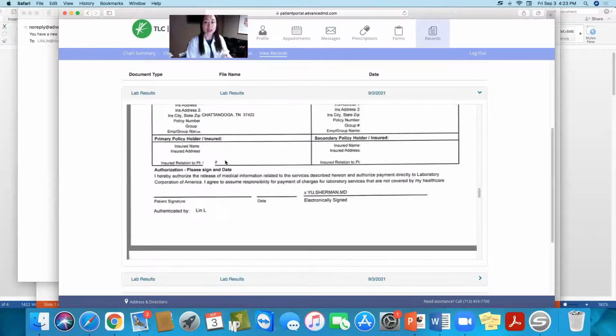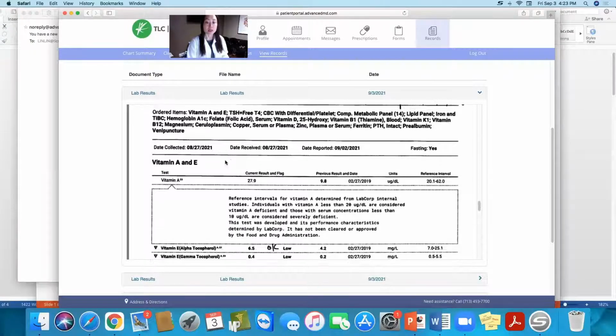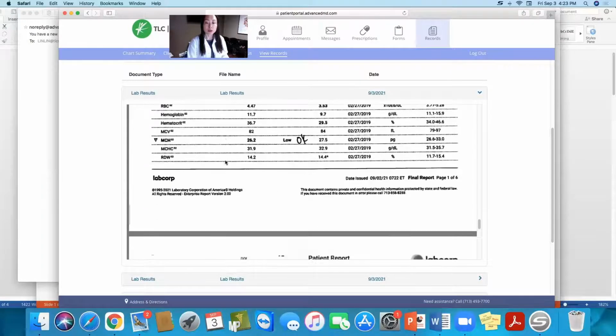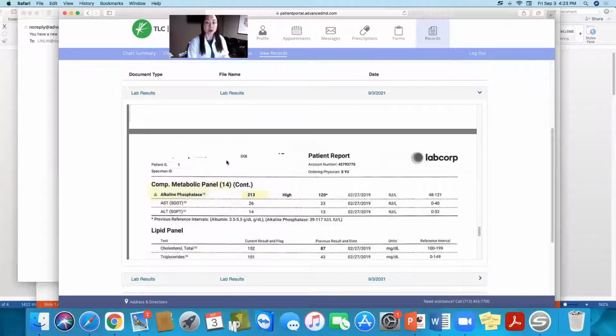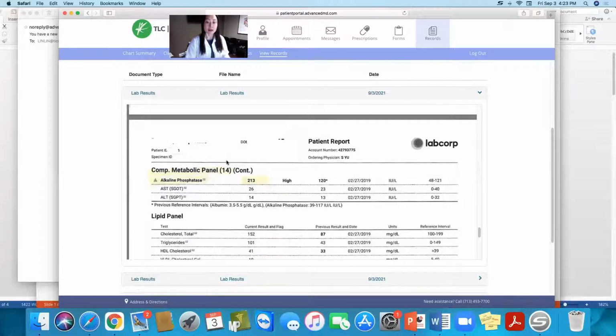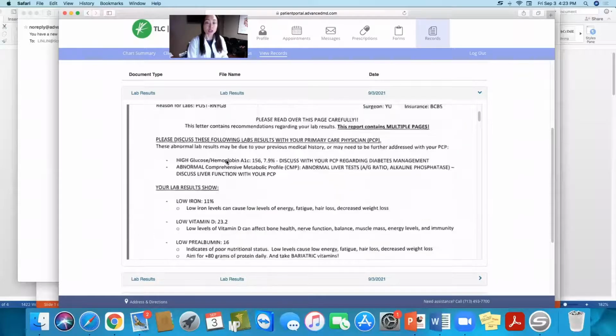And as you scroll down, that's when you'll see your actual lab report from either LabCorp or Quest, so then you can see the numbers. Look for the numbers where I have highlighted. Those are the numbers that are out of range, and then you can go back to my recommendations page to see, well, what do those numbers mean and what should I do about them?